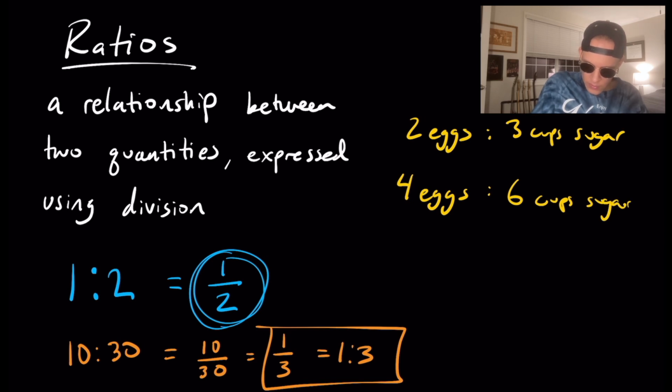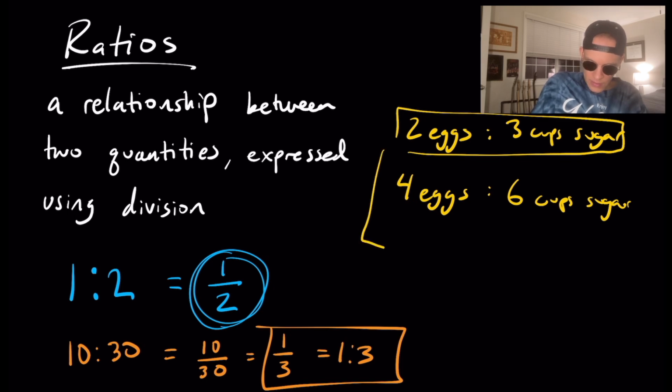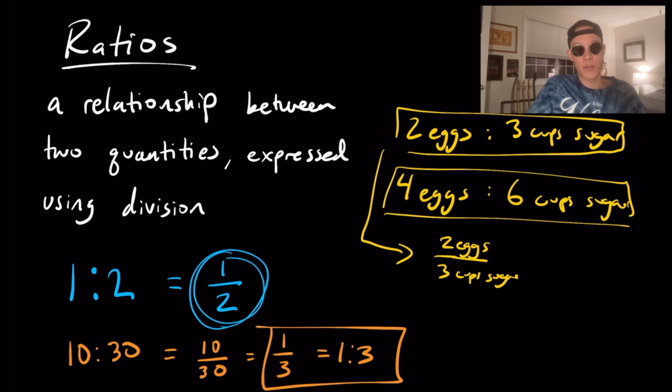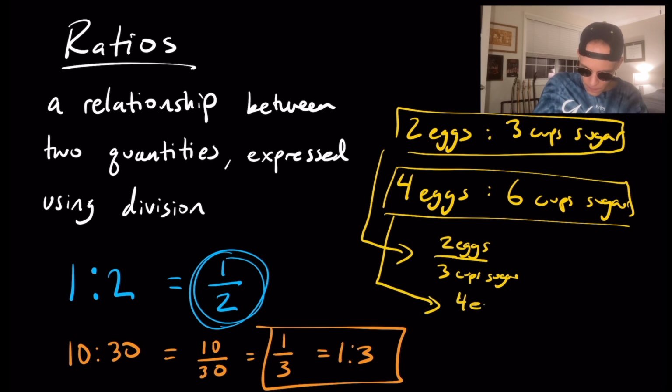So let's look at this first ratio here. I'm going to write that as a fraction. That's going to be 2/3, or I could write it like this: 2 eggs to 3 cups of sugar. And then I'm going to write this 4 eggs to 6 cups of sugar, the one that you're going to make more of. Let's write that as a ratio in fraction form. So that one's going to look like 4 eggs to 6 cups of sugar.